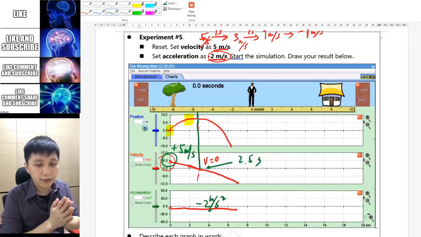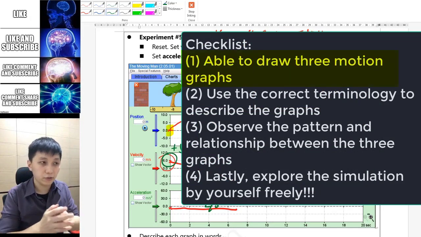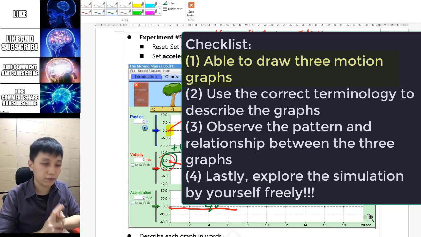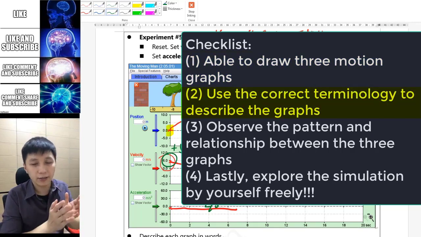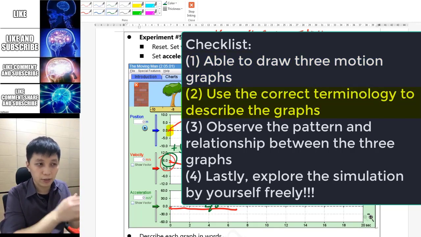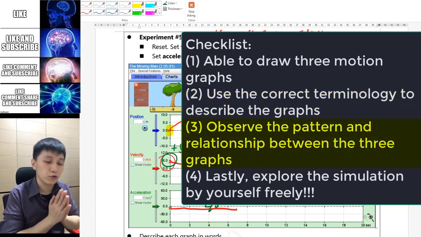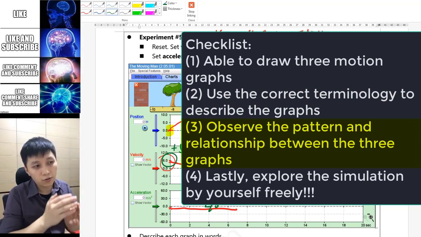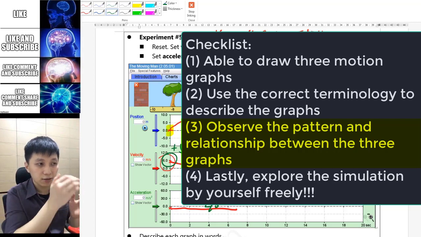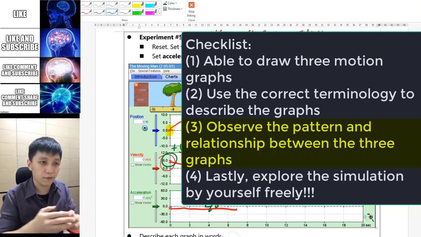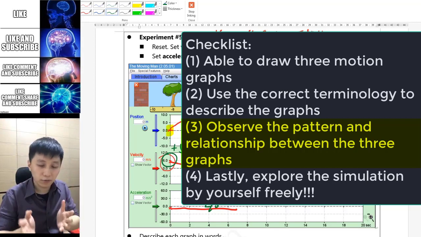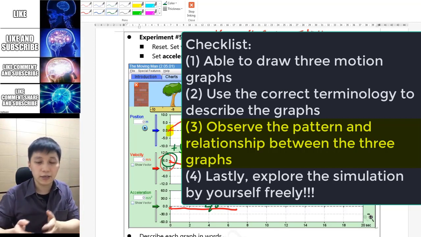Okay, so there you have it. Now you know how to draw the 3 graphs, including the position time graph, velocity time graphs, and acceleration time graphs. You also learn how to apply those wordings to describe different kinds of shape in the graphs. And lastly, I wish you can also observe during the activity of this simulation, you observe the relationship between these 3 graphs in terms of their slope or maybe the area under the curve. And don't worry, we'll talk more about it in the next video.